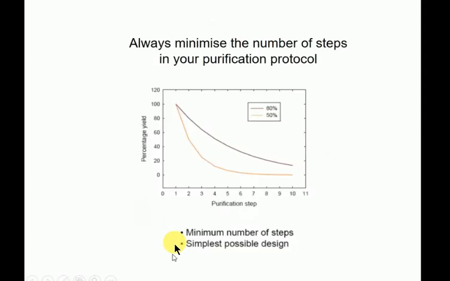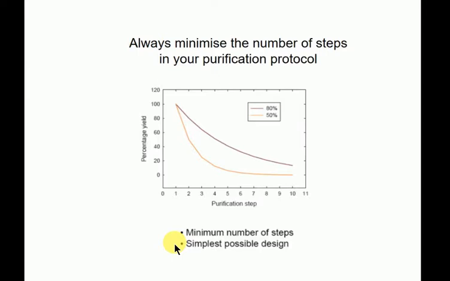So this is a theoretical chart, but it pretty much replicates what you see in the lab. If you start off with 100% of the amount of your protein you started with, and you say, I'm going to do X amount of purification steps, this is just simple maths, right? If I'm at 80% yield every step, by the time I've done 4 steps in a row, I'm under half the amount. By the time I've done 10 steps in a row, I'm down to 20%.